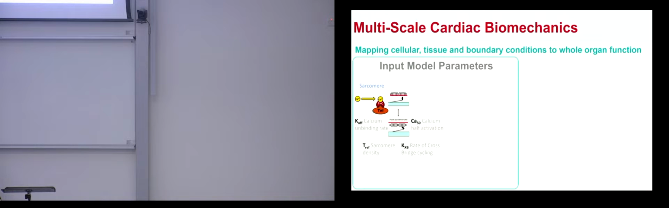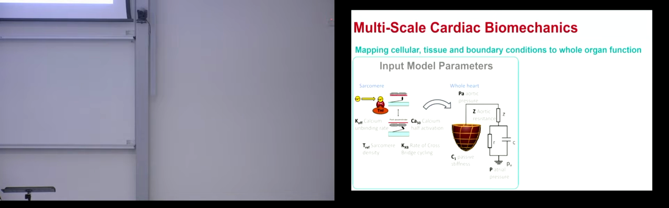So we started off, and you don't need to know too much about this. This is a mathematical model of the sarcomere, and we had 4 parameters that we chose to characterize how the chemical reaction caused tension or forces to be generated in the cell. We then had a mathematical model of the whole heart.